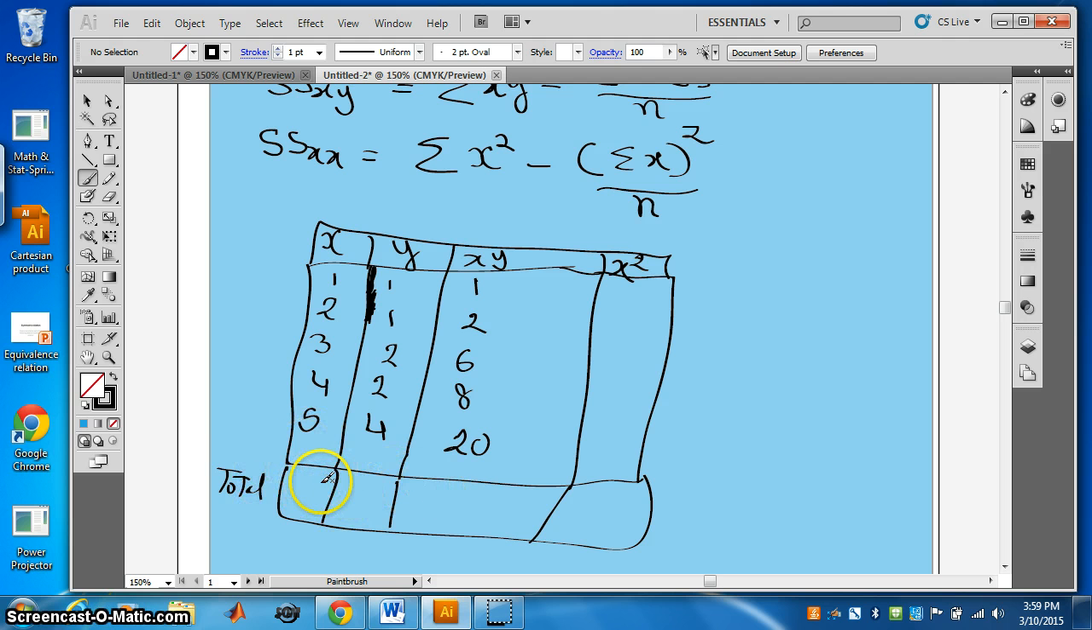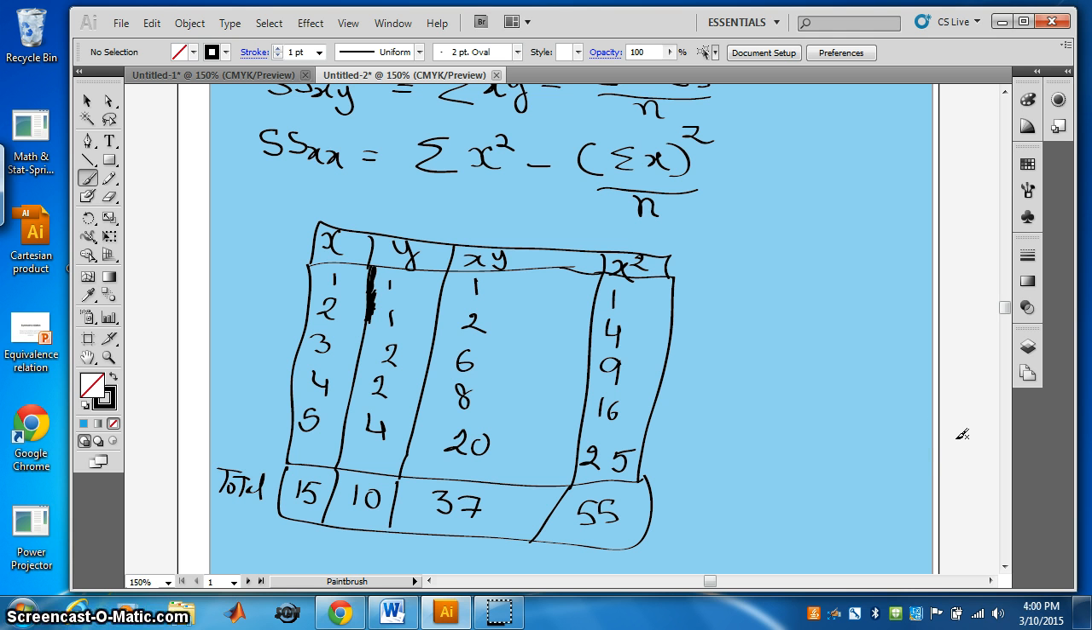What is the total of x? It is 15. Sigma x is 15. Sigma y is 10. Sigma xy is 37. Now we have to find x square. 1 square is 1, 4, 9, 16, 25. Find the total of this. Sigma x square is 55.